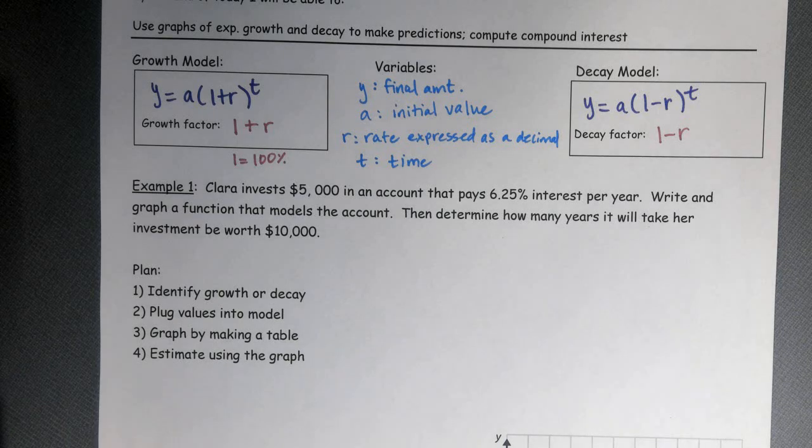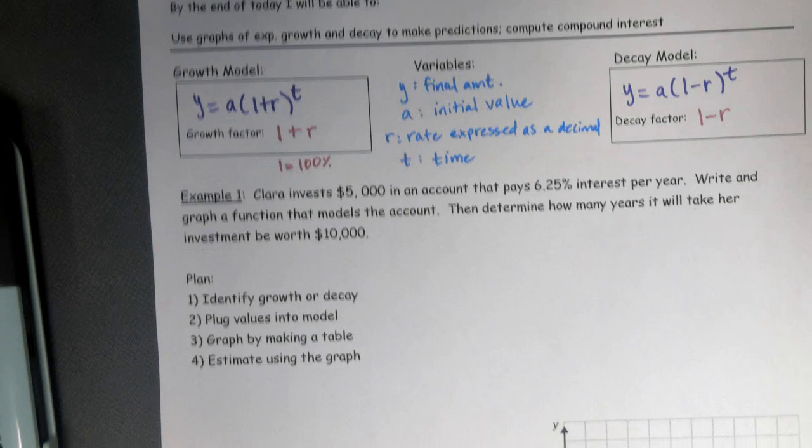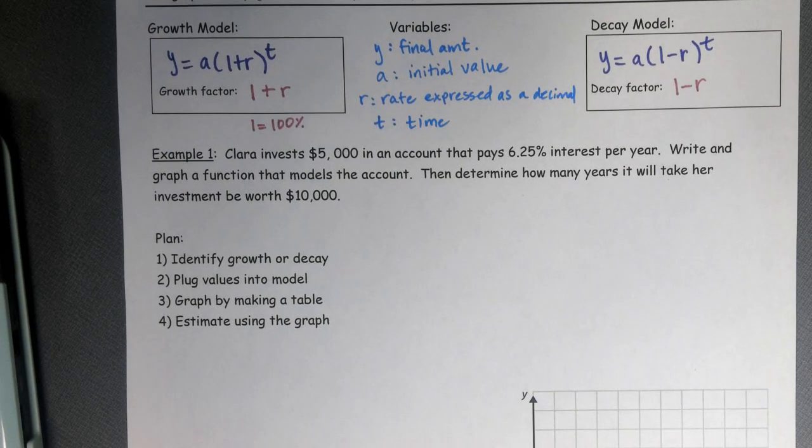And we're going to use that to help us in example 1. So it says Clara invests $5,000 in an account that pays 6.25% interest per year. Write and graph a function that models the account, then determine how many years it will take her investment to be worth $10,000. Okay, so there's a lot of things happening in here.